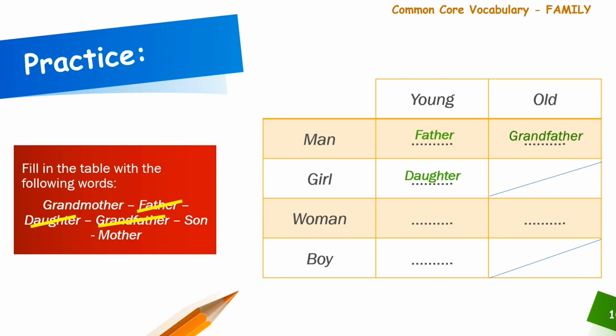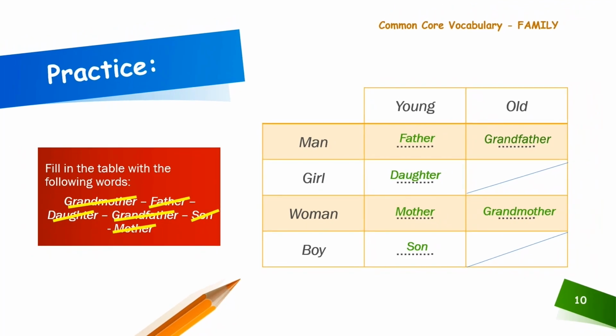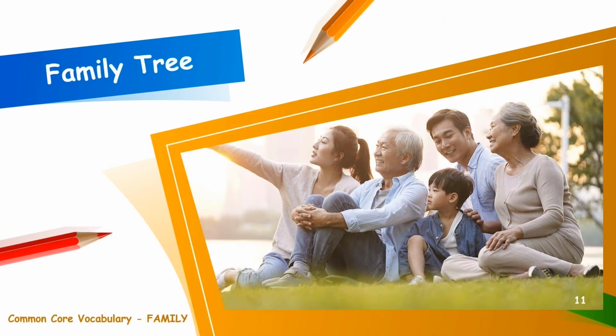A woman who is young is a mother. The mother is a young woman. And the woman who is old is a grandmother. The grandmother is an old woman. And the boy who is young is a son. So the son is a young boy. Good. Now let's move on.